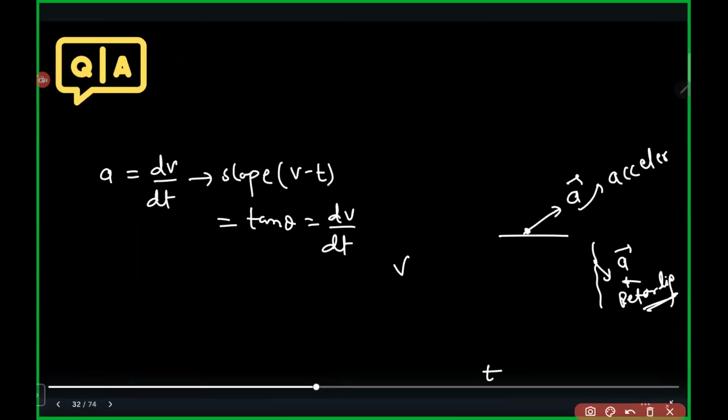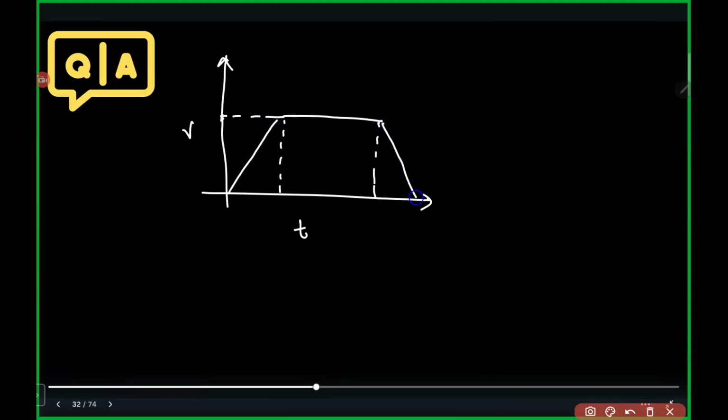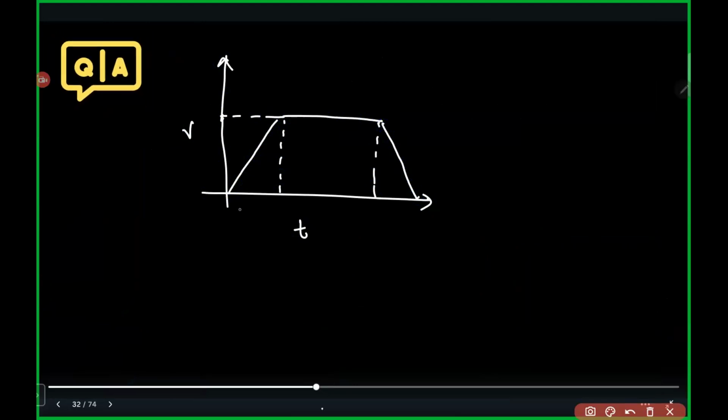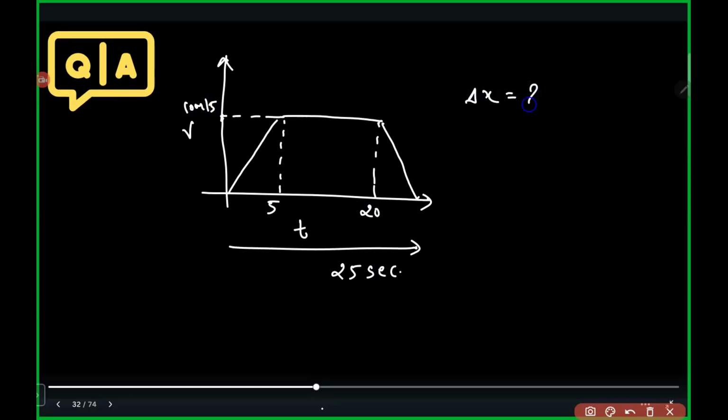Okay, we'll do one question on this. This is velocity versus time. This is the graph. The total time is, let's say, 25 seconds. This value is 10 meter per second, this value is 5, and this value is 20. You have to tell me what the change in position is here.